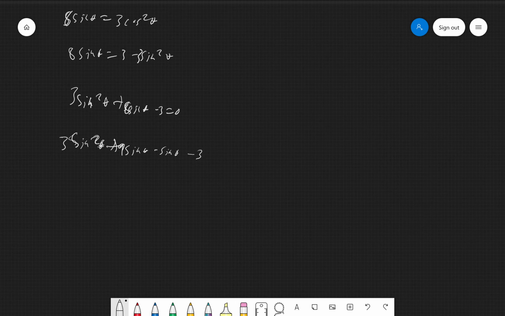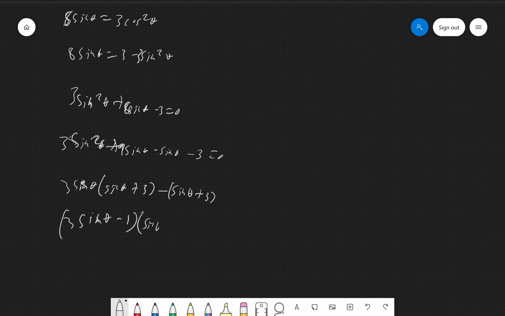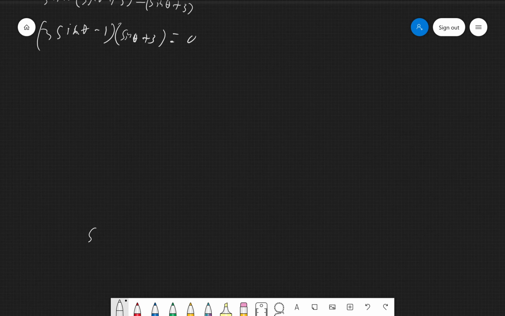Minus 3 equals 0. Factor, we're going to get 3 sine of theta times sine of theta plus 3 minus the sine of theta plus 3. Factor out sine of theta plus 3, we're going to get 3 sine of theta minus 1 times the sine of theta plus 3 equals 0. That means the sine of theta equals negative 3 and the sine of theta equals 1/3.